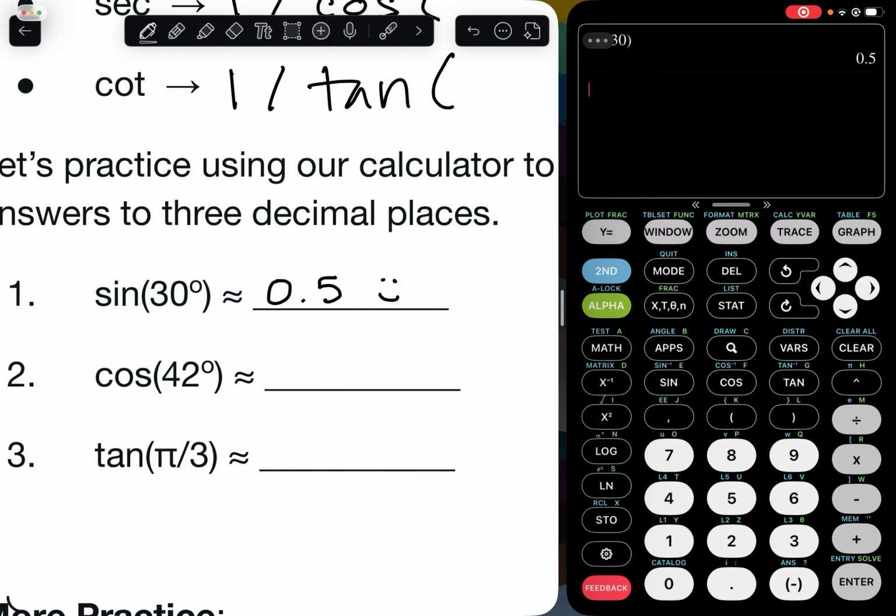Next one, I check the setting. This is in degrees. I know my calculator's in degrees because I just did a degree calculation. And then cosine 42. And I generally round these out to about 3 decimal places. So I'm going to write this as 0.743.